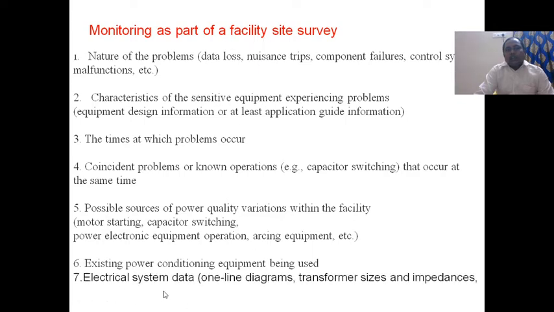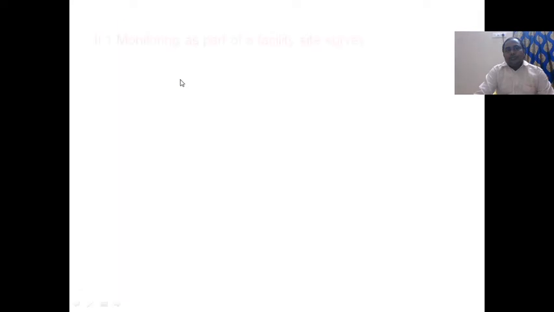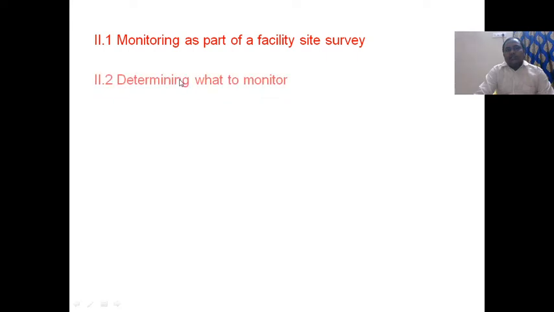Seventh one also, electrical system data. The data collected from one line diagram, transformer size and impedances. Load information, capacitor information, cable data, etc. So these all are the electrical system data. So while doing the monitoring, the site survey is important. Monitoring as a part of facility site survey.